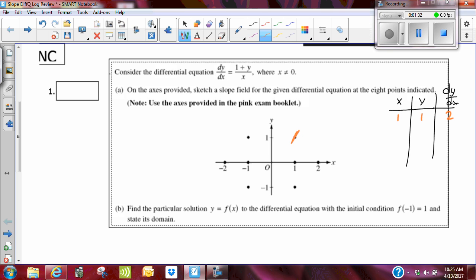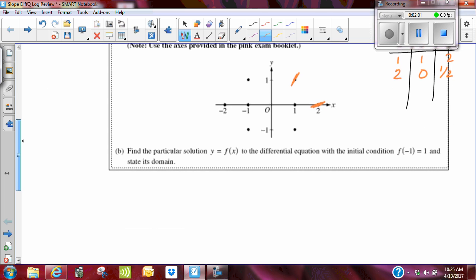You notice that the origin does not have a dot. It says there's 8 of them. One looks like it's over here. Let's try that one, 2, 0. 2, 0 is going to be what? 1/2. So that would be slanted like that. So you could do that, right? You can go through and draw that? Okay. So that's your review of slope fields.